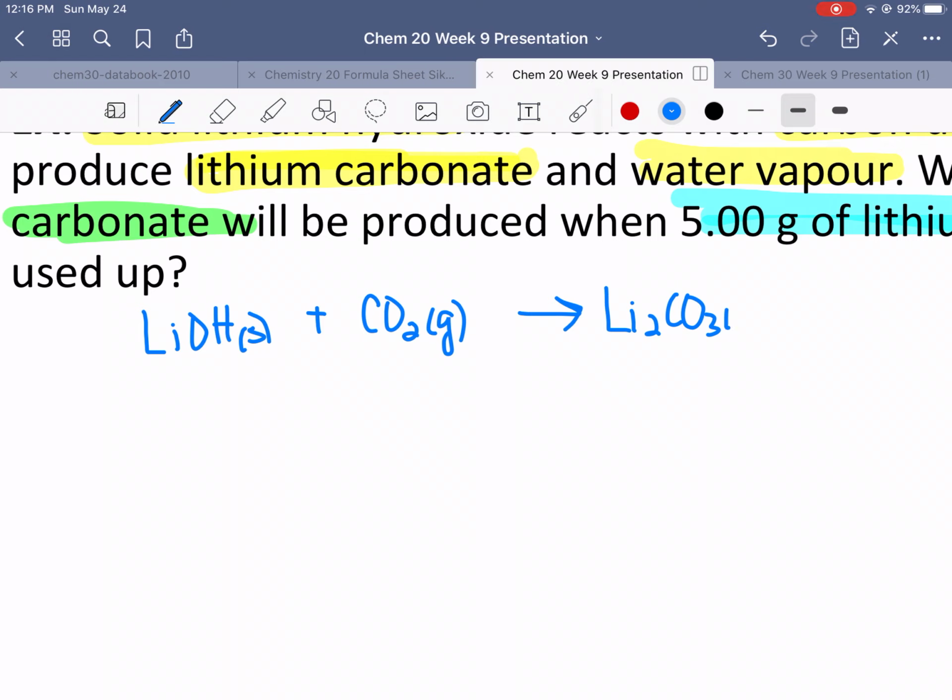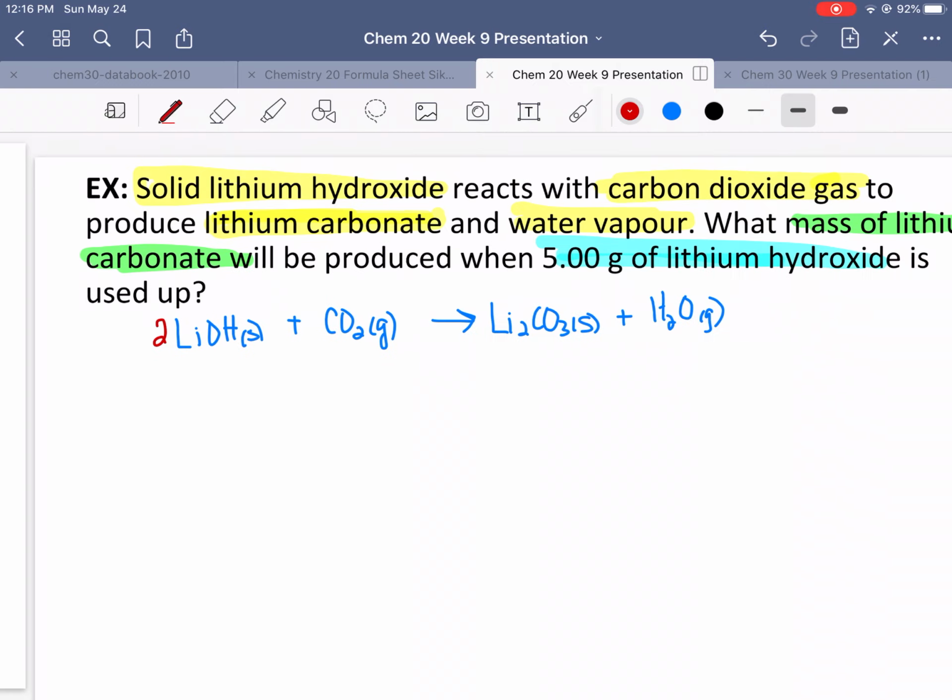Oopsies, there we go. And we're producing water vapor. Okay, there's our givens. Balance this thing. We have 2 lithiums produced. We need 2 lithiums to be reacted. Everything else works out. 4 oxygens, 2 hydrogens, we're good.